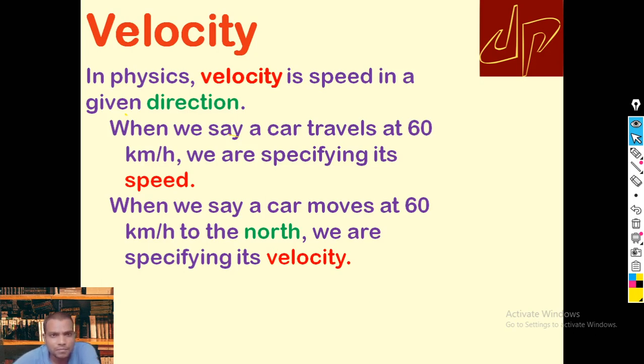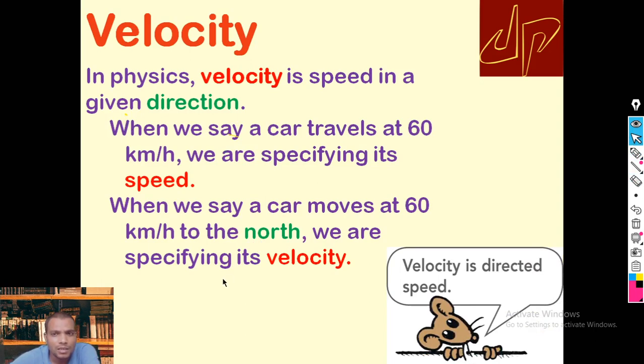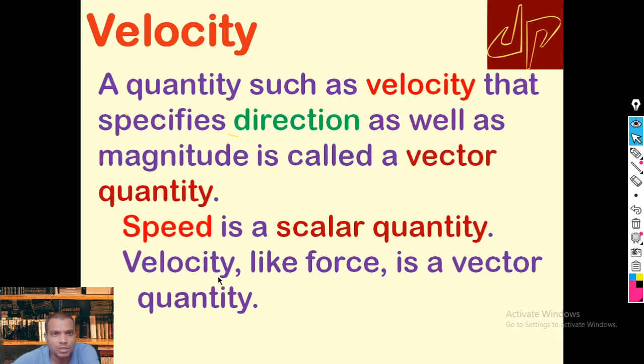So let's take an example here. When we say a car travels at 60 km/h, we are specifying its speed. Nothing is mentioned about direction. We are specifying its speed only. But when we say a car moves at 60 km/h to the north, here direction is specified. The specified direction here is north. So then it tells about velocity, because direction is mentioned. That is the difference between speed and velocity. Speed with direction is known as velocity.